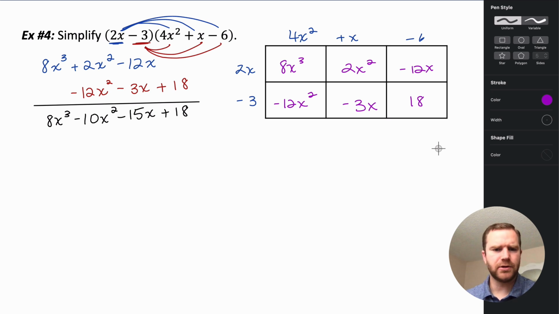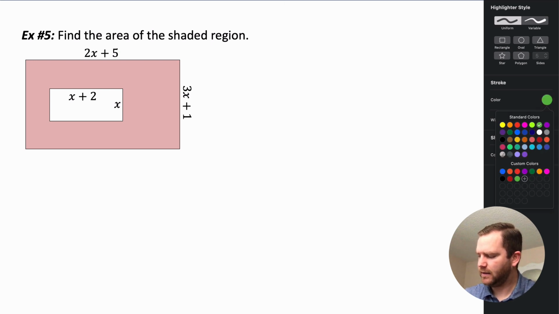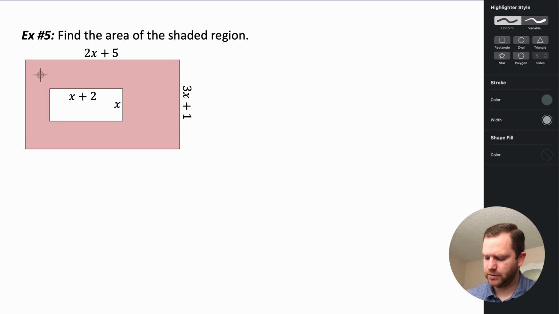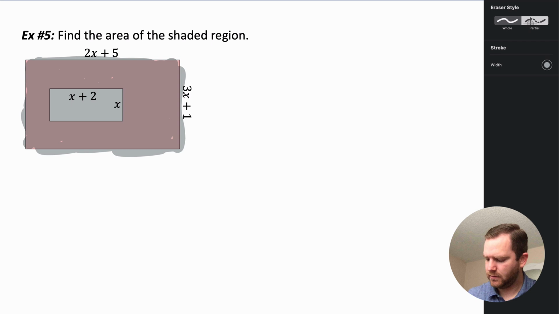All right, so let's look at an application of this kind of problem. In this problem, we are being asked to find the area of the shaded region. The shaded region is this part here in red. Now, if I want to find the area of this shaded region, it's basically the area of this rectangle here, minus that part that's cut out, minus this part here. So basically we're just cutting out this hole in this rectangle.